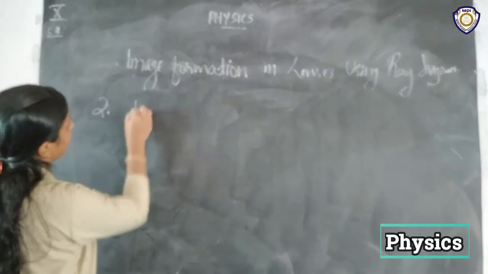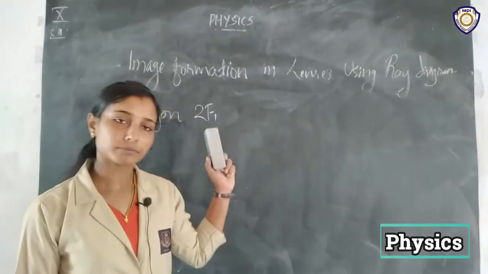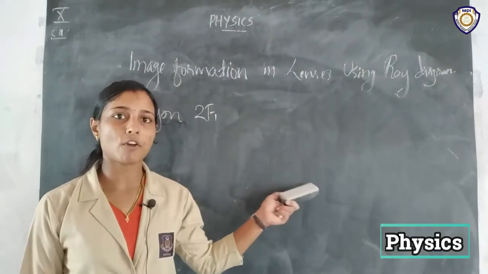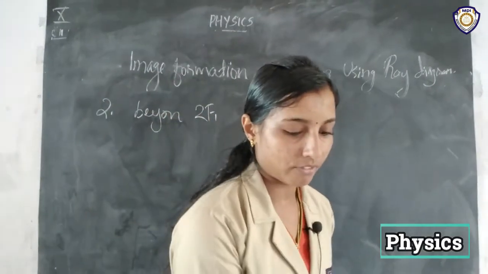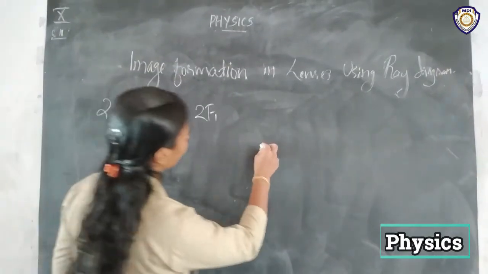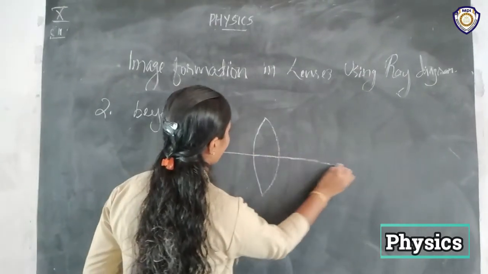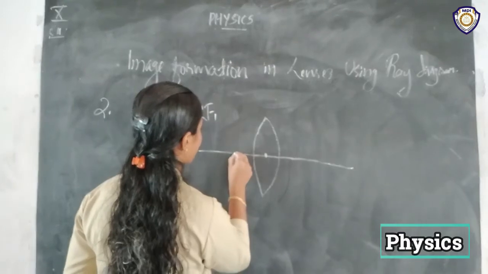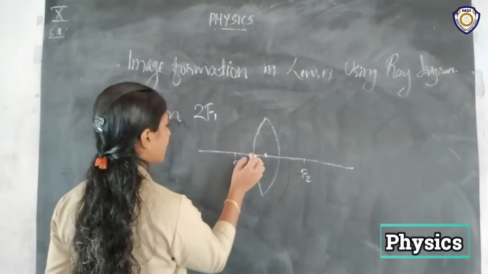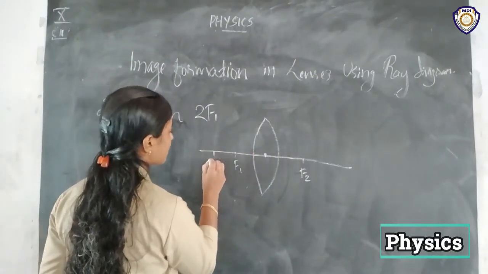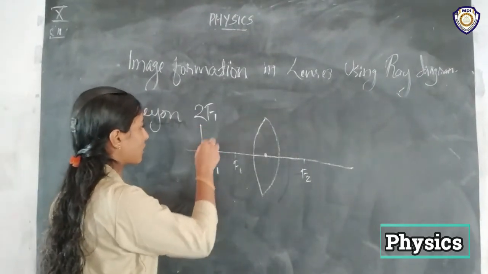So the object is at beyond 2f1. 2f1 means there is a principal focus, and double of that principal focus is 2f1, right? So beyond 2f1, we can draw a convex lens, and also we know there is an optical center. This is the principal axis. Suppose this is f1 and this is f2, and here this length is 2f1. So the object is placed beyond 2f1.